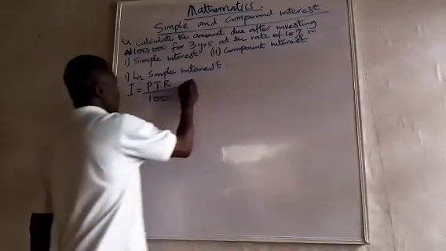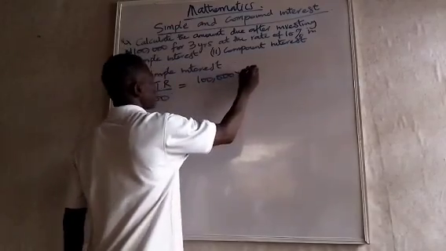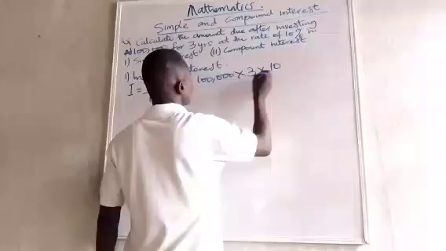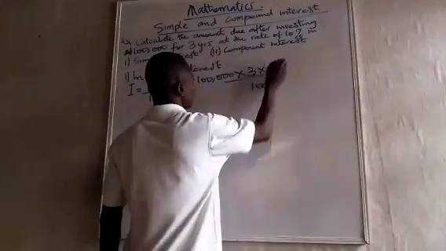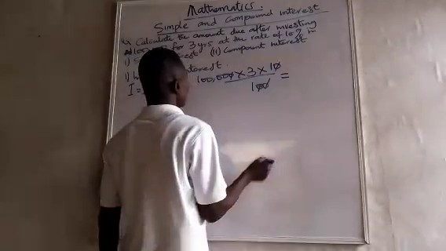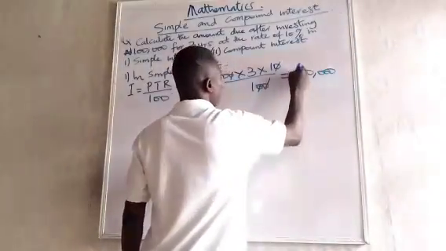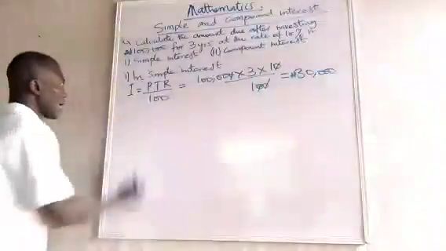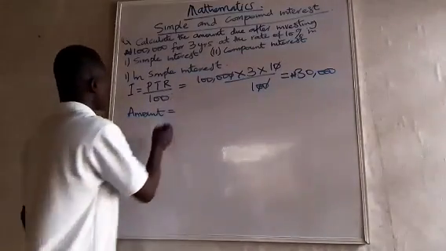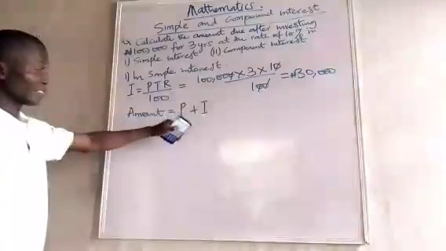And that is going to be 100,000 times 3 times 10 over 100. So what does that give us? It gives 30,000 naira. That is the interest. Amount is equal to principal plus interest. That is how it is done in simple interest.